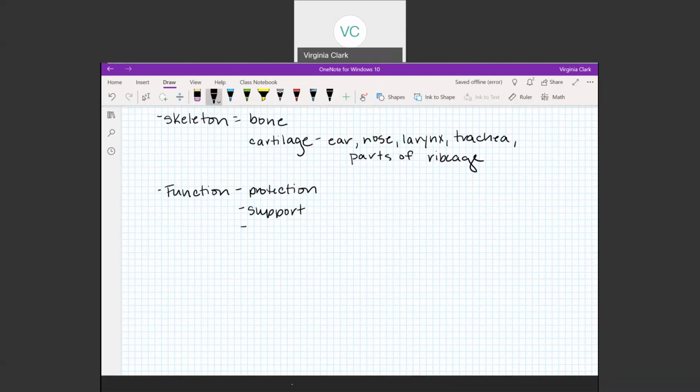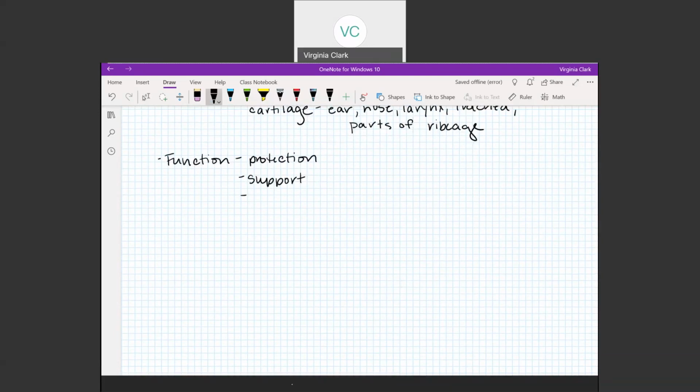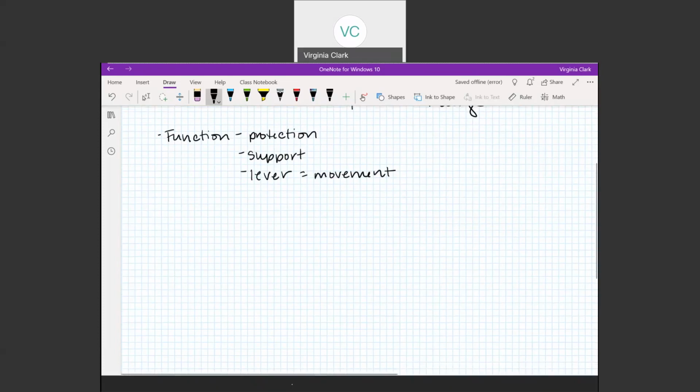So the skeleton will act as support, but because we have our skeletal muscle that will be attached to all of our bones, one of the functions is that it will act as a lever. So there will be movement. So our bones will actually be able to produce movement, which is moving our whole organism. So all of that, those three primary, protection, support, and movement, are the overall functions of the skeleton as a whole.